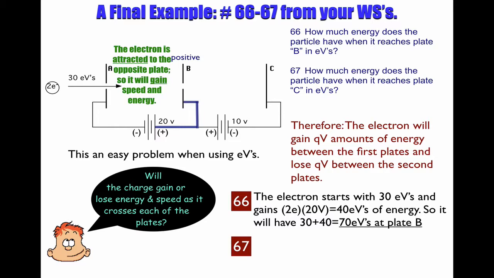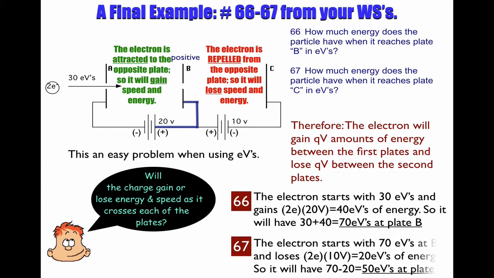Alright, now let's look at 67. How much energy does the particle have when it reaches plate C in EVs? So at plate B, it has 70. The electron's going to lose energy because plate C is attached to the negative side of the second battery. And between B and C, it's crossing that second battery on the right.